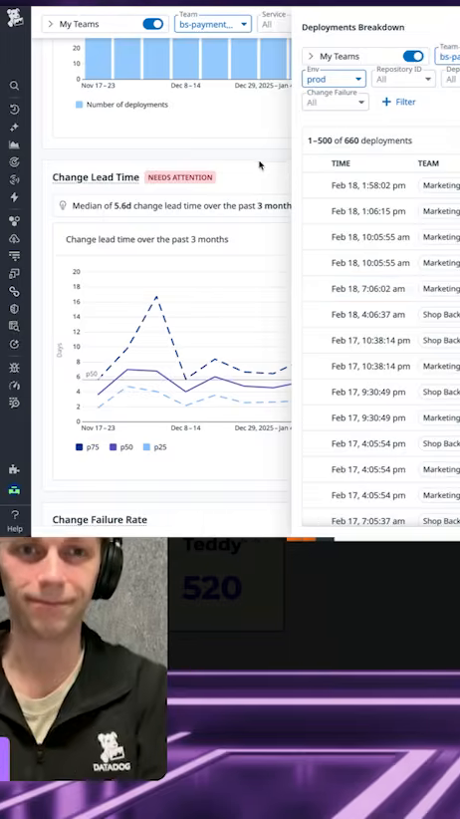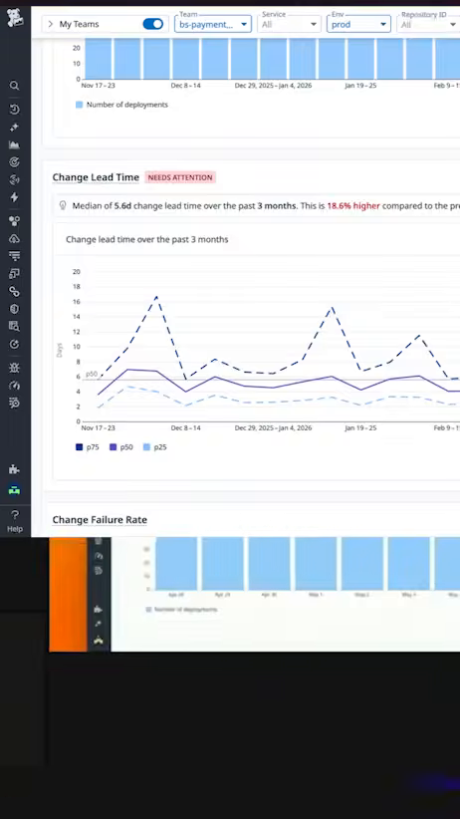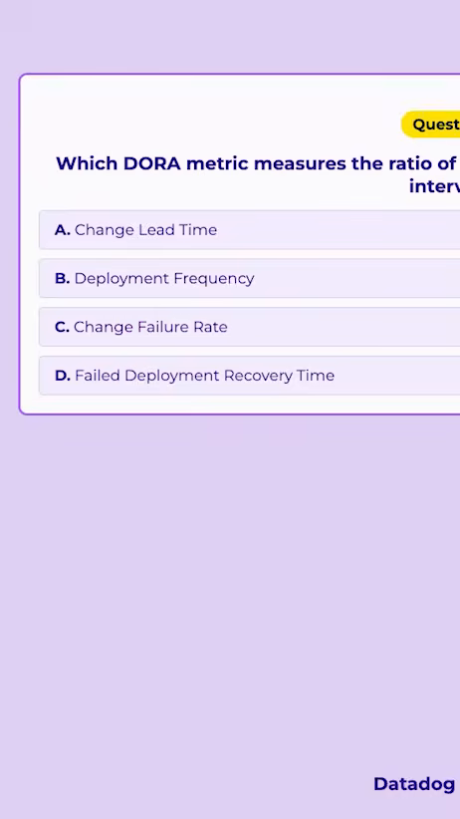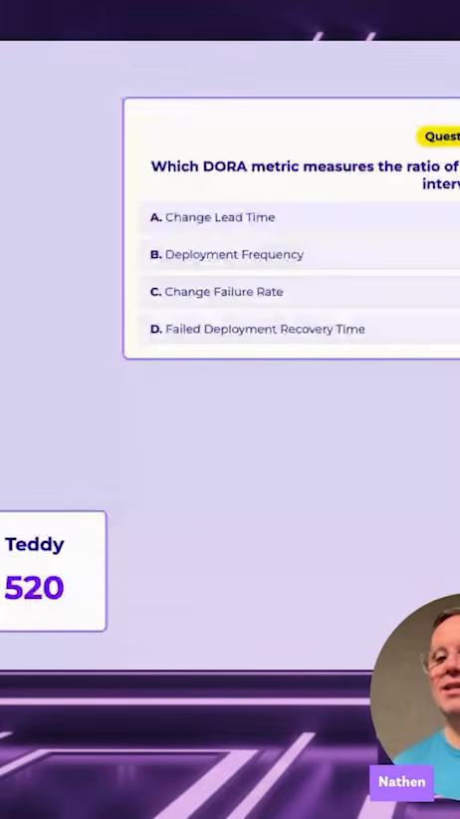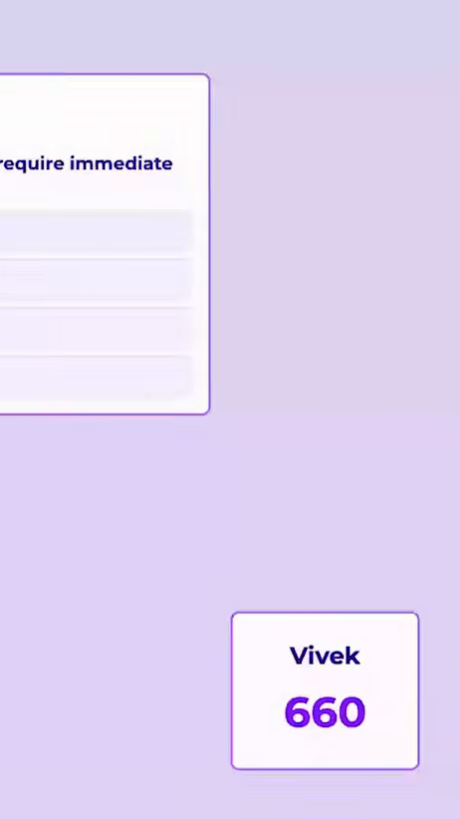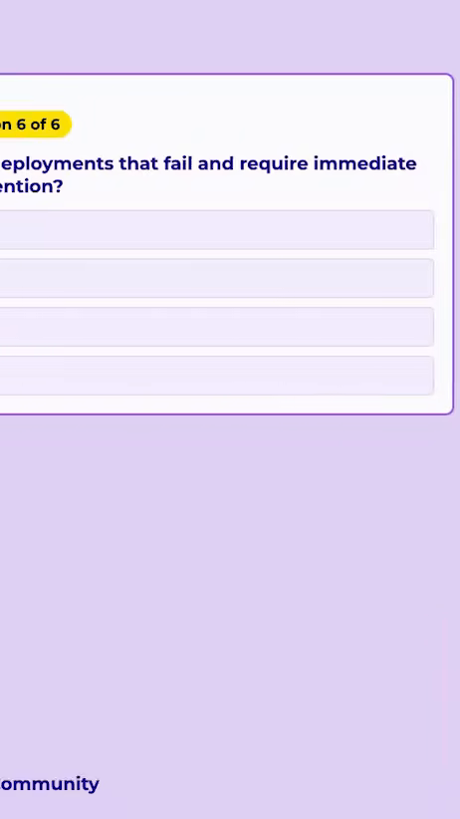All right, contestants, let's move on to our final question for round 2, question number 6. Here we go. Which DORA metric measures the ratio of deployments that fail and require immediate intervention? Vivek, you've chimed in first. Let's hear your answer. Answer is C, change failure rate. That's correct. Answer C, the change failure rate.